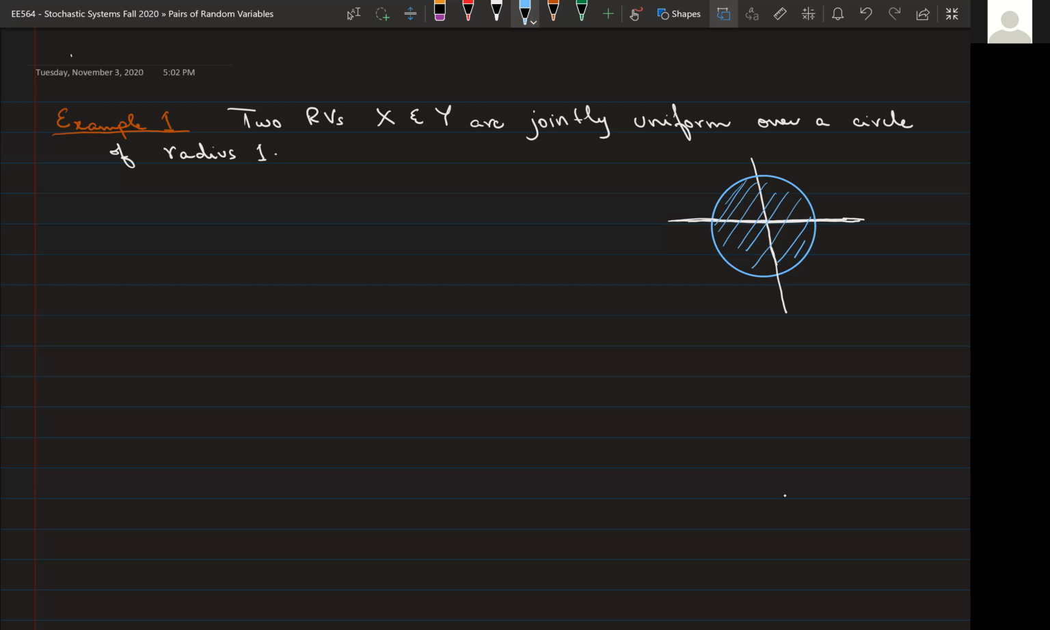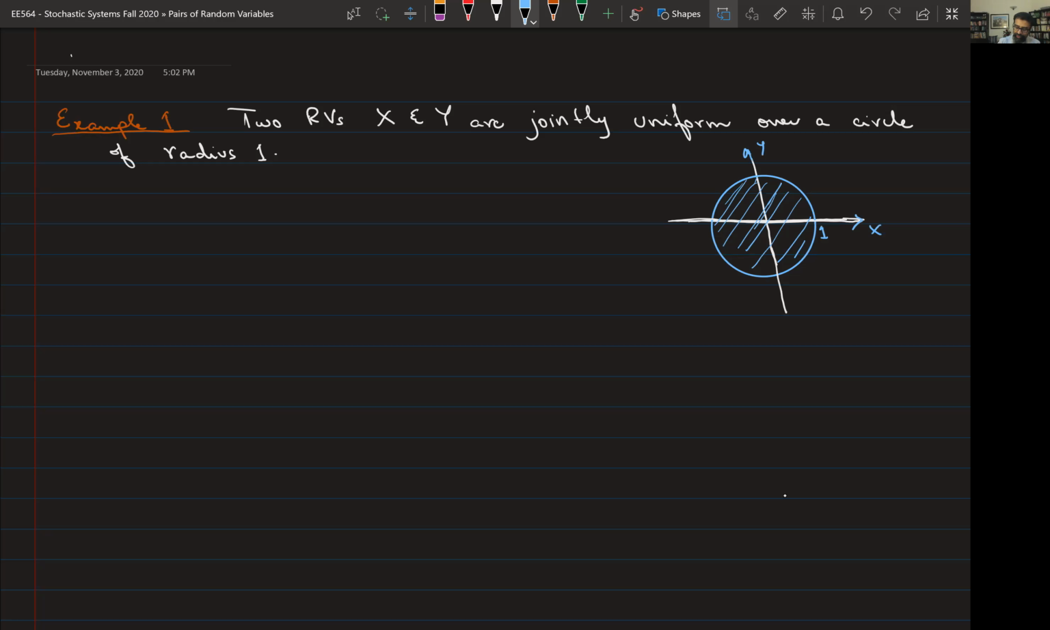Right, there you go. So let me say this again. There are 2 random variables, X and Y, and those random variables are jointly uniform over a circle of radius 1. So this could apply to a robot, for example, in a 2-dimensional space. We expect that the robot could be uniformly anywhere inside a circular region of radius 1. So this is the x-axis, this is the y-axis, and the robot would be anywhere, cannot go outside.